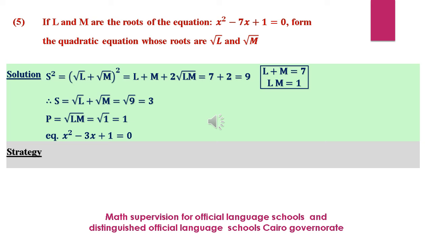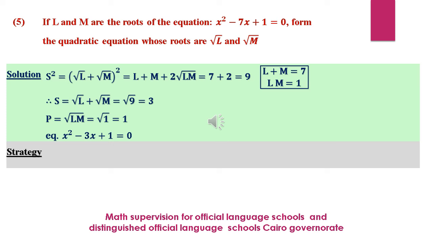L and M here are two roots of the equation x squared minus 7x plus 1 equals 0. Form the quadratic equation whose roots are root L and root M. First, L and M are two roots, so L plus M equals 7 and LM equals 1.